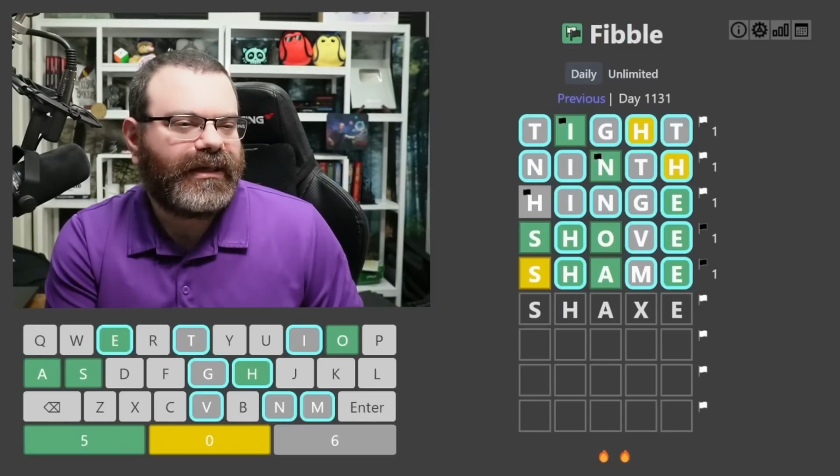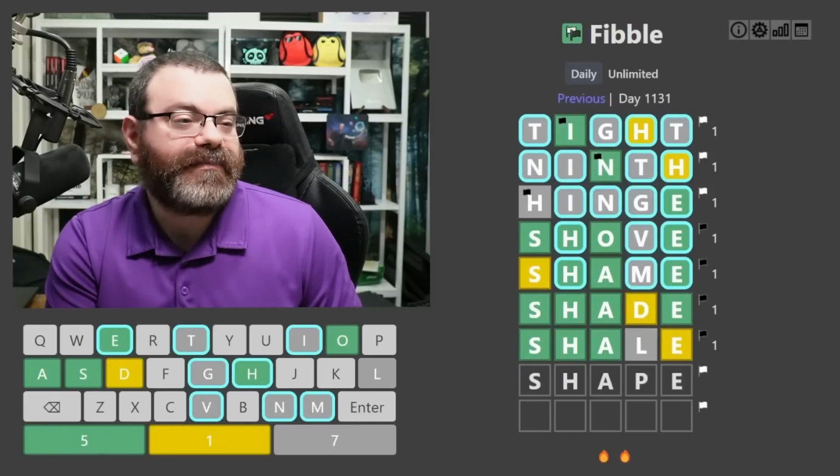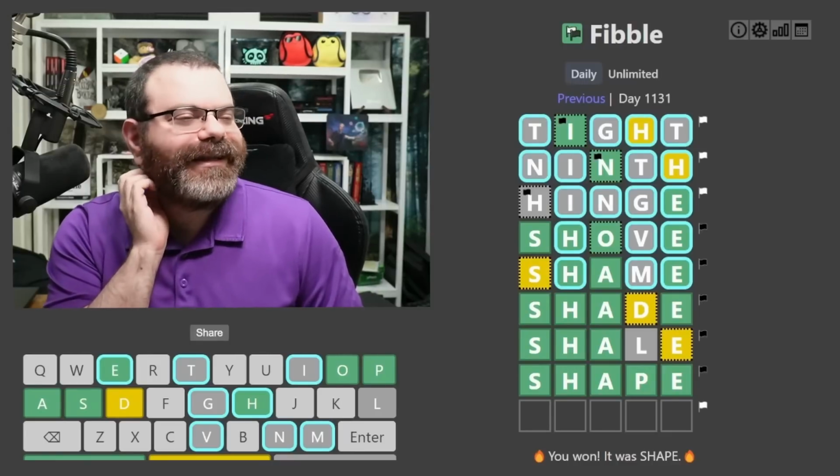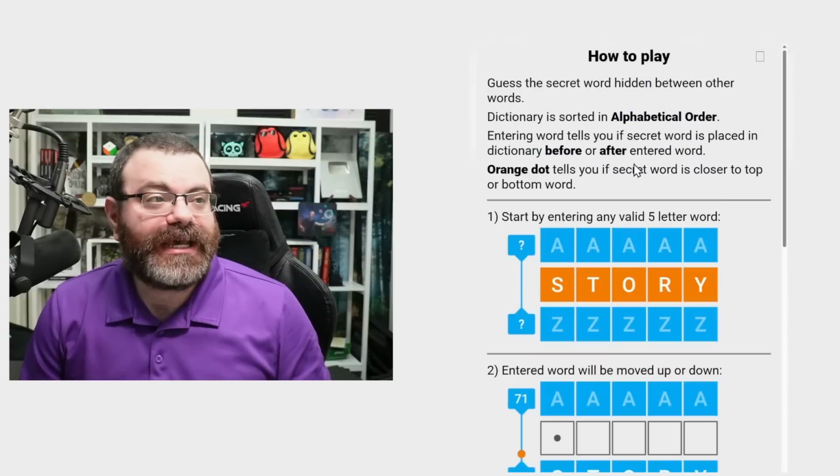SHA something E. Shale, shade, shape. There we go. Another trap. All right. Luckily, they give you a lot of guesses in Fibble. All right. Betweenle is next.